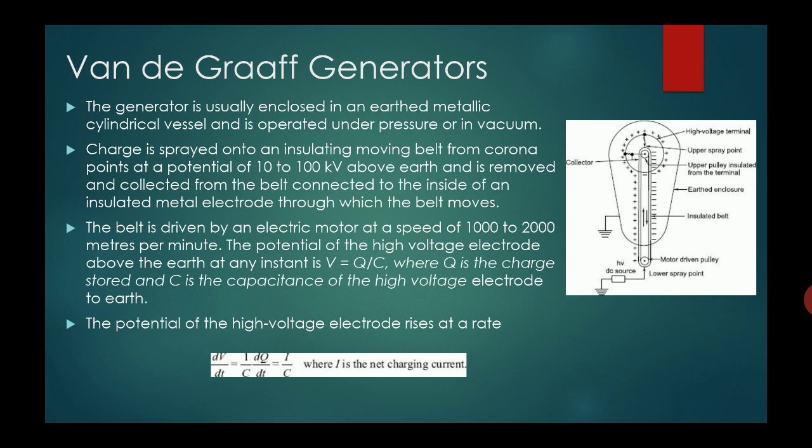The belt is driven by an electric motor at a speed of 1000 to 2000 meters per minute. The potential of the high voltage electrode above the earth at any instant is given by V = Q/C, where Q is the charge stored and C is the capacitance of the high voltage electrode to earth. The potential of the high voltage electrode rises at a rate of dV/dt = (1/C) dQ/dt, which is nothing but I/C, where I is the net charging current.